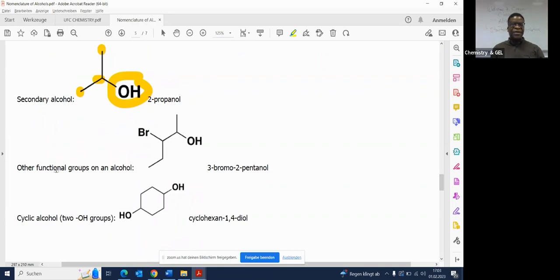Now, this is going to be a topic on its own. Other functional groups on an alcohol. Other possibilities where you've got some halides or halogens, in this case bromine, finds itself into an alcohol. How does it find itself there? These are chemical reactions. We're going to be looking at them at a later stage. Remember, this time we're only focusing on nomenclature, naming other functional groups on an alcohol. Remember, we are saying pentanol, pent, 5. So 1, 2, 3, 4, 5 carbons.